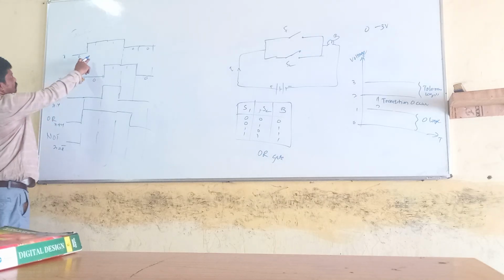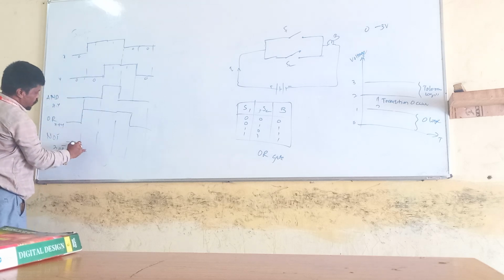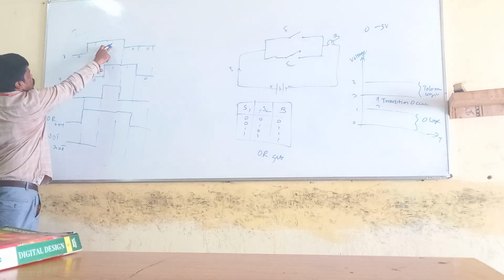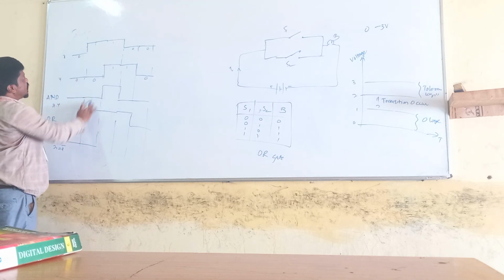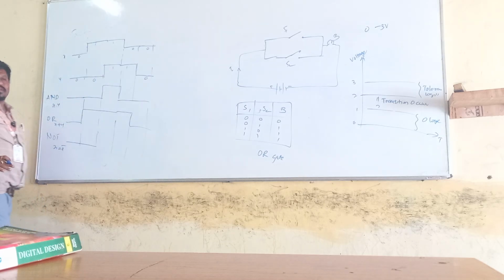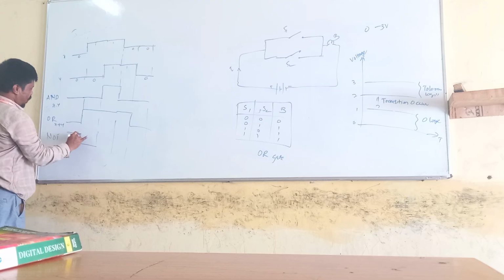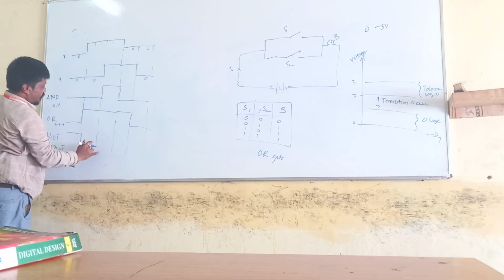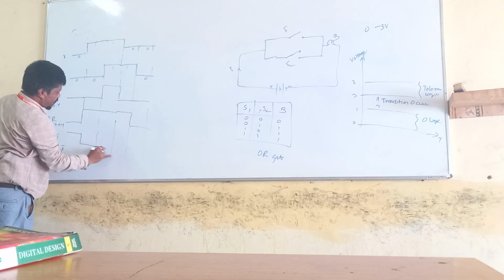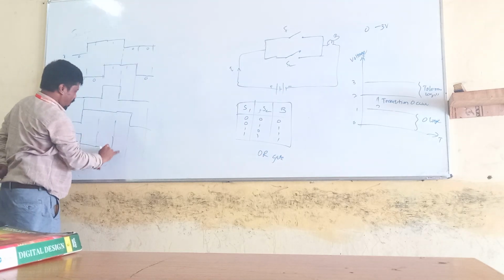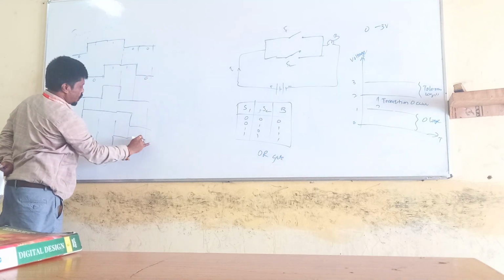Here x is 1, so the output is low. Here it is in the reverse manner. X is high, 0 is here. This 1 is there, 1, 0. 1 is there, 0 is here. 0 is there, 1. 0 is here, 1.